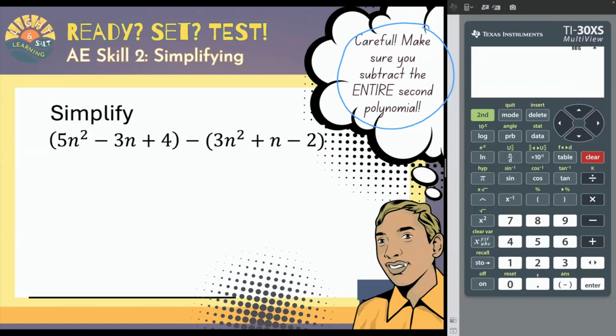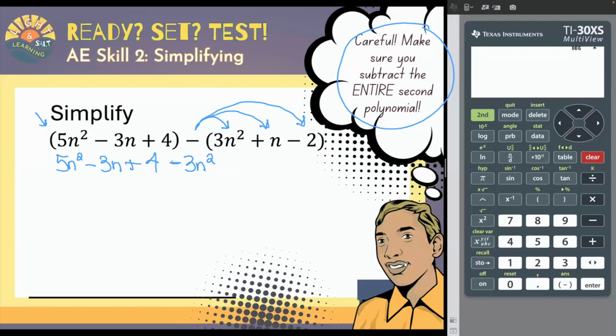So there's nothing in front of the first parentheses, so go ahead and drop them just fine. 5n squared minus 3n plus 4. But since I'm subtracting this entire expression, we're going to see that subtraction, or that negative, distribute out to every term in there. So yes, it was positive 3n squared inside the parentheses, and so now that will be negative 3n squared. But that's not going to be the only term affected.